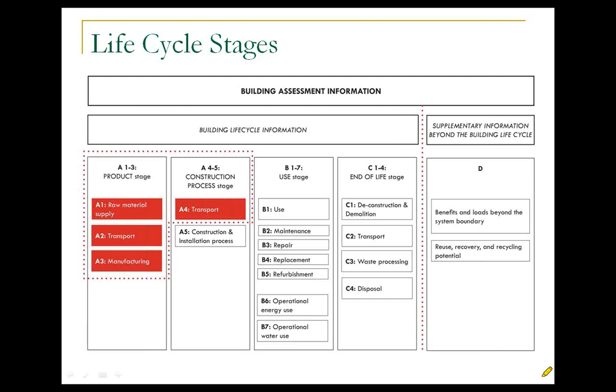Life cycle stages, it only does life cycle stages A1 through 3 and A4 and 5. Okay, so at the very least you have to do cradle to gate. This is life cycle stages A1 through 3, and optionally you can add the construction process stage, actually just A4, which is transportation to the construction site. Most would just do a cradle-to-gate EPD.